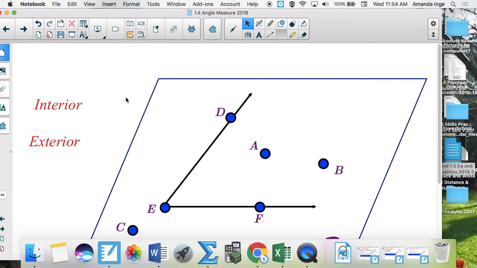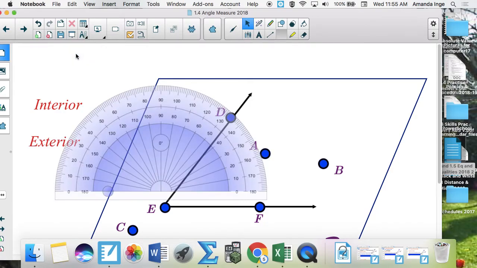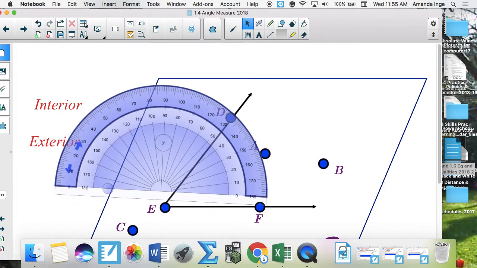Here's another one. Give me a point that's on the interior of that. A. What's another point? B. Give me one that's on the exterior. C. Good. Now let's see if we can measure this.